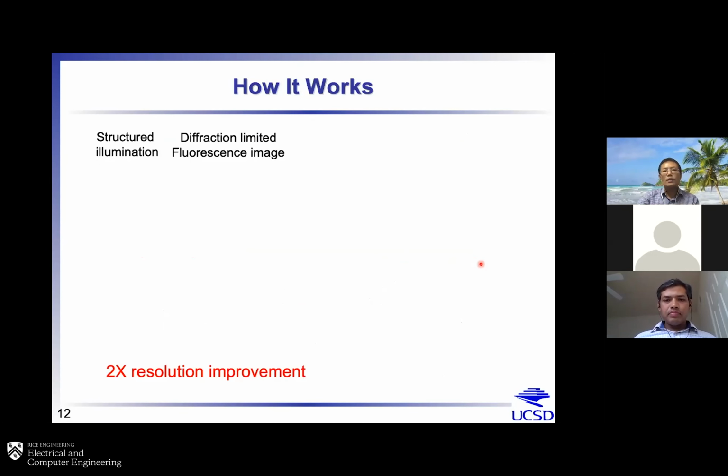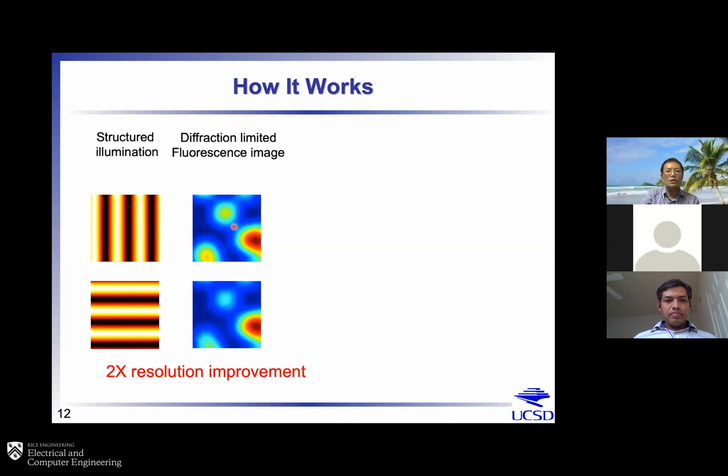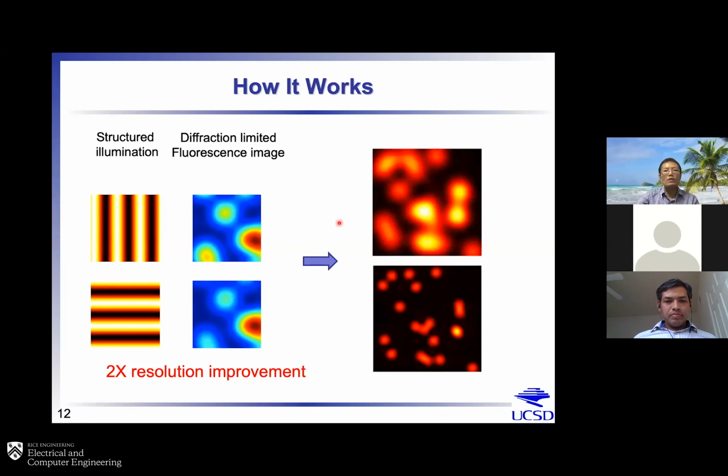In practice, how do you do that? You provide a structured illumination like fringes, capture low resolution images, and translate the pattern several times, measuring several different low resolution images. You rotate the orientation of the fringe and translate several times. So you collect multiple low resolution images and go through a reconstruction algorithm, and now you can get a high resolution image. As I said, this means a 2-time resolution improvement, but that is already very useful and very important.